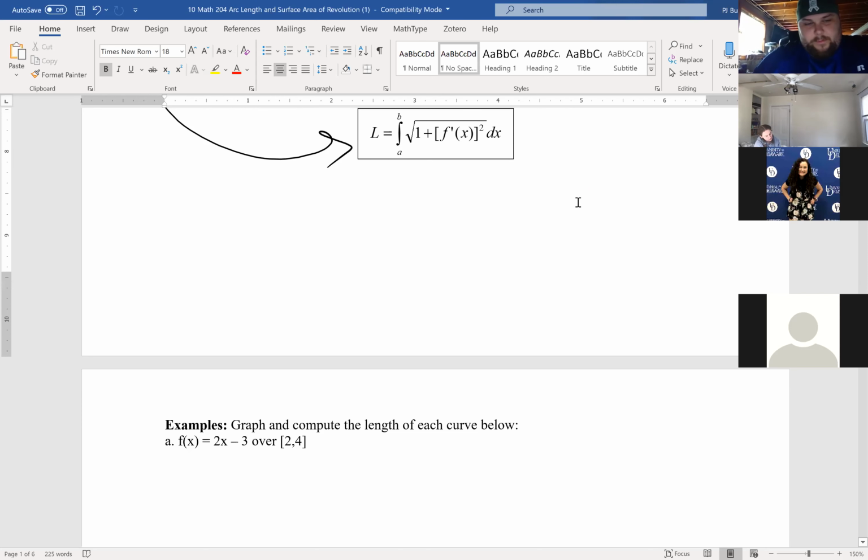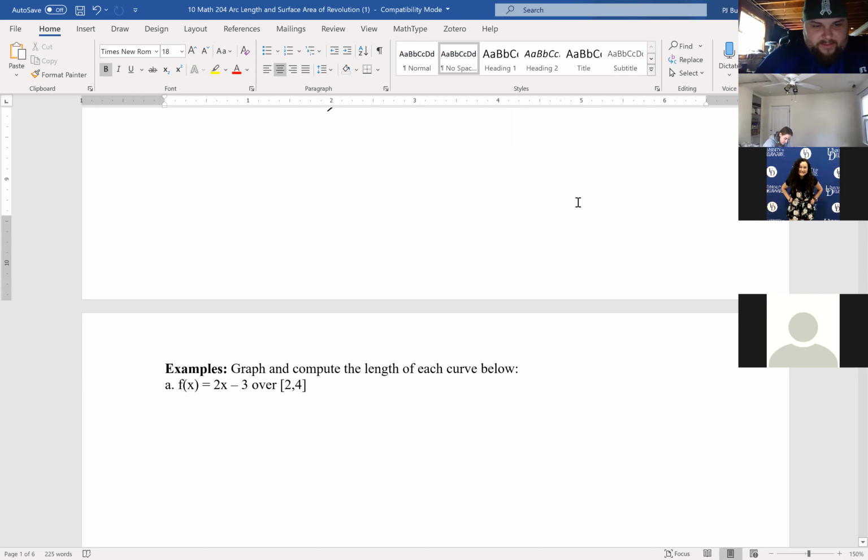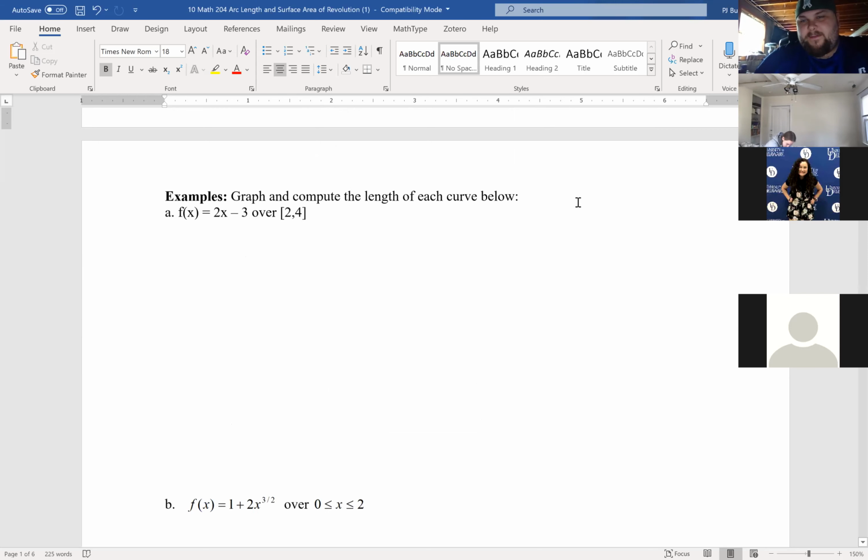So let's try this first one. It says graph and compute the length of the curve. We're given that f of x equals 2x minus 3, and it's the length from 2 to 4. So we know that's a line. It's almost silly in terms of needing an integral to solve this. We could simply plug in x equals 2 and x equals 4, find the corresponding y values and use the distance formula. But we're trying to learn how to use this technique, so let's start off with a simple example.